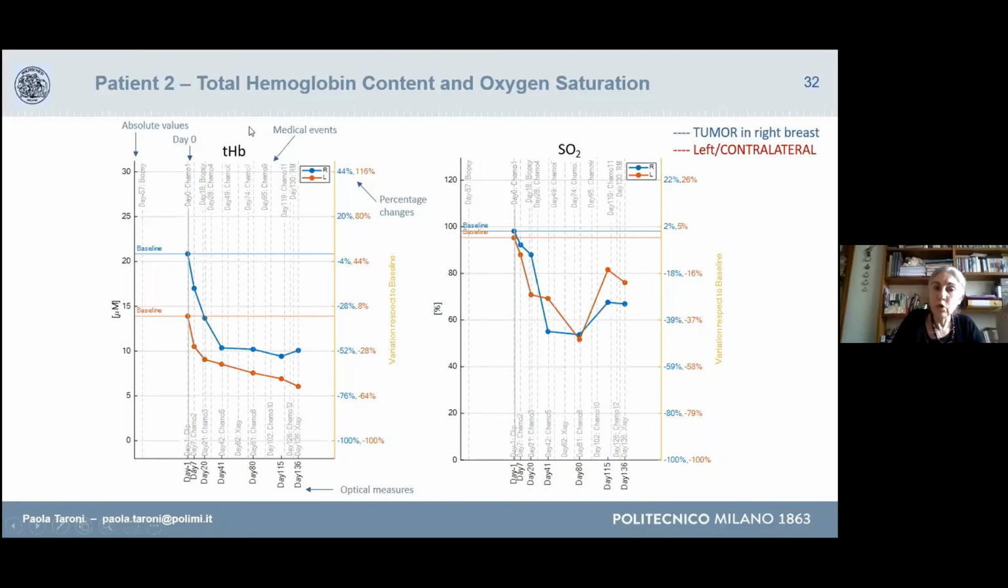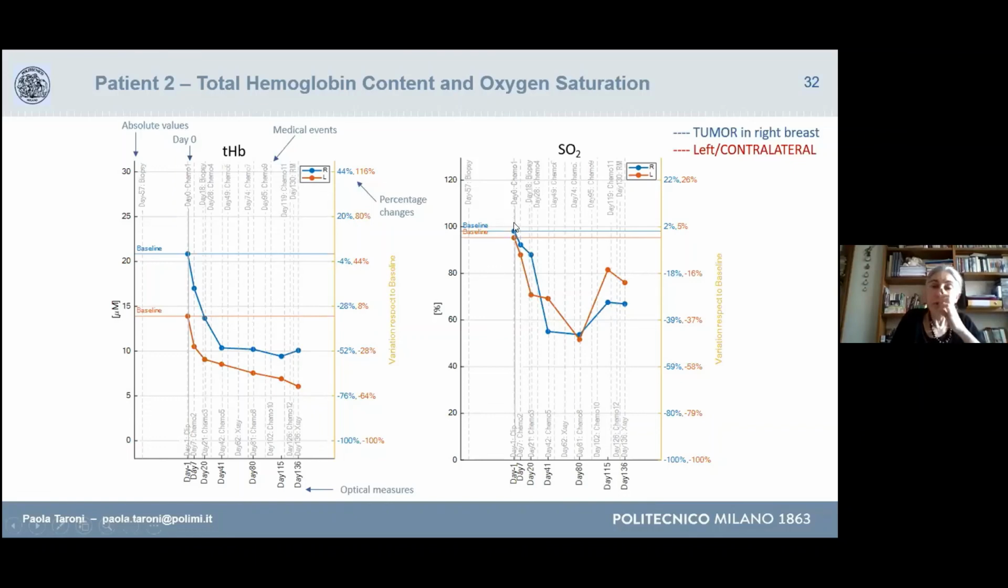So total hemoglobin decreases very rapidly in the first days of chemotherapy in the breast with the lesion, but we also see some decrease in the contralateral breast. Less marked, we start from a lower value and the change is lower, but we see some changes also in the contralateral breast, to show that the therapy is a systemic therapy. We see in the region with the lesion a very strong and rapid change.